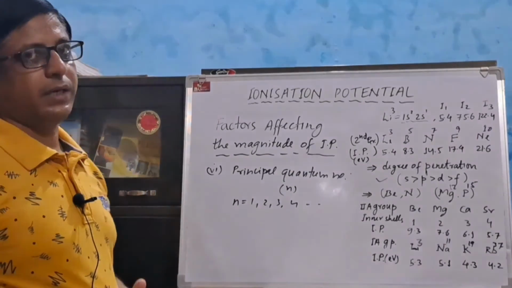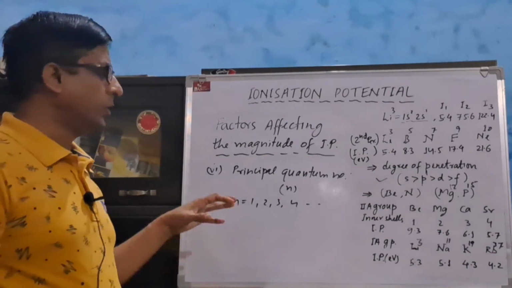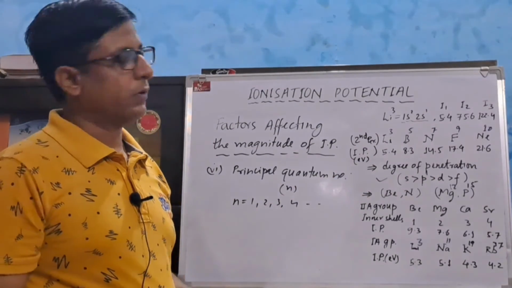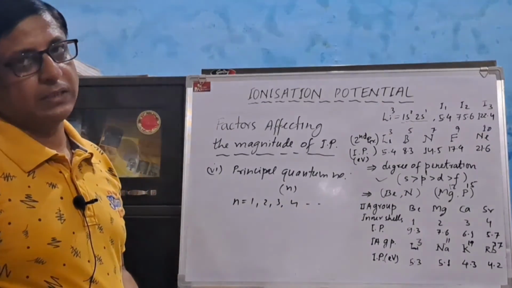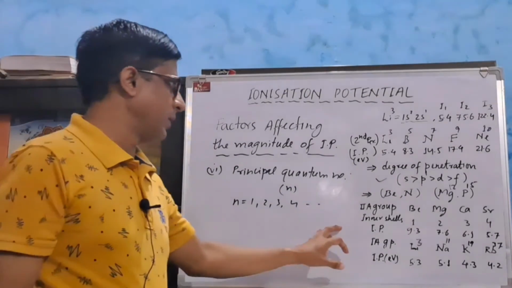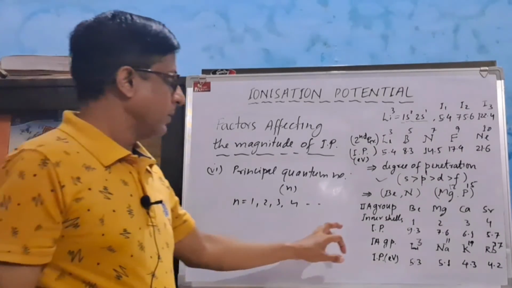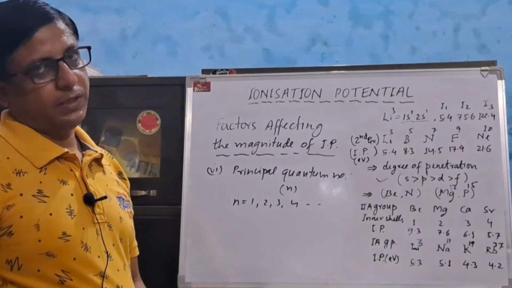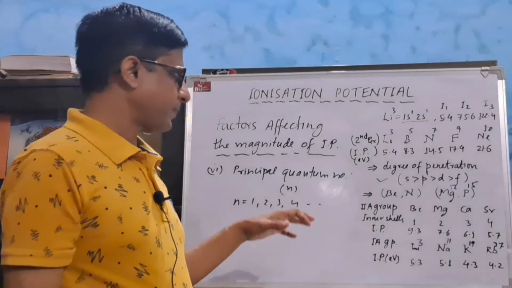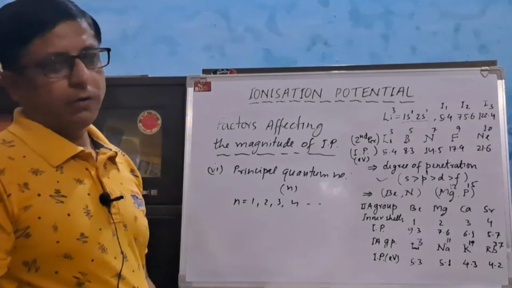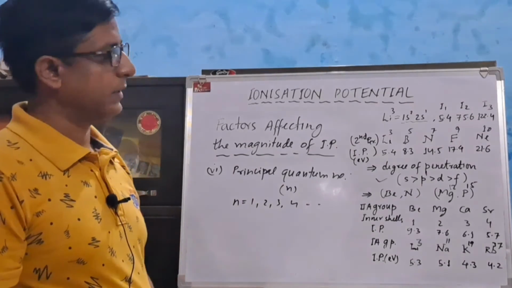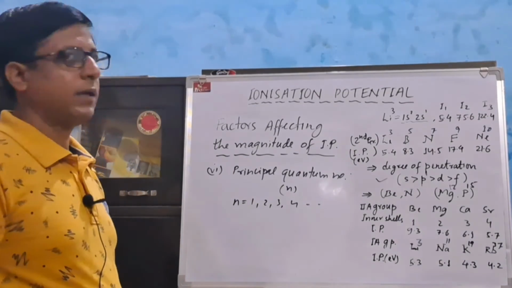The third factor is completely filled and half-filled orbitals. According to Hund's rule, completely filled and half-filled orbitals are relatively more stable. Therefore, in this case, the ionization potential is relatively higher than expected from the position of the element in the periodic table. The next factor is screening effect of inner shells. With the increase of inner shells, screening effect increases. Therefore, the net attractive force of the nucleus on valency shell electron decreases. Therefore, ionization potential decreases.